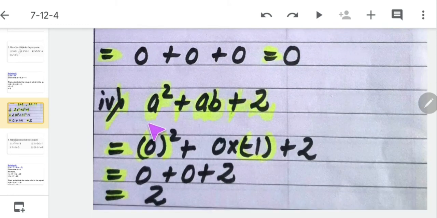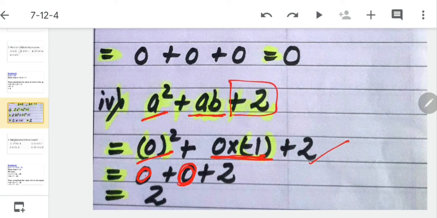Last part is we have a square, that is 0 square. So this term will be 0. Then in the next term we have a into b, that is 0 multiplying with minus 1. So it will also become 0. And at the end we have positive 2. So the answer is 2.